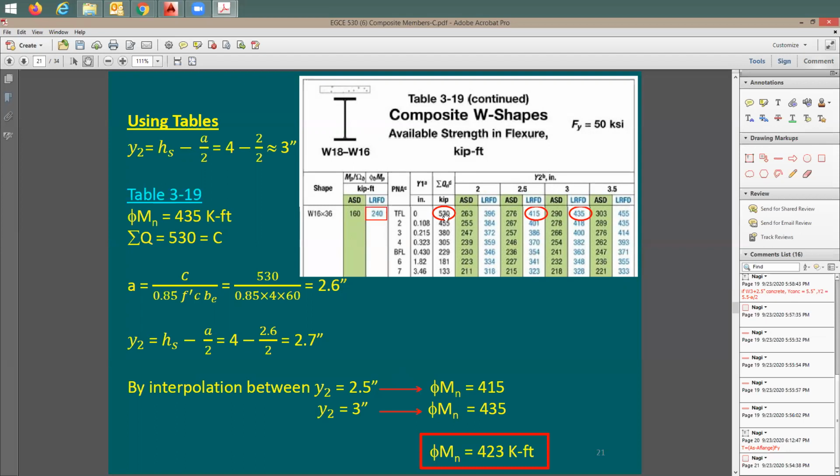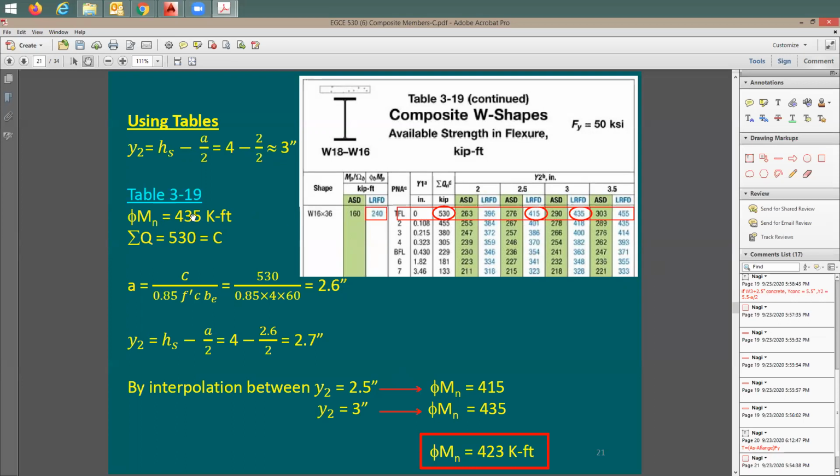Does it give you this? So this force here, Y1 is going to be equal to 0. So this value here, when you are at the top flange, represents the full composite action. And say this row here is going to be for the full composite action. With this full composite action, if your Y2 equals 3 inches, how much is Phi-Mn? 435. I'm guessing the answer here is 435.